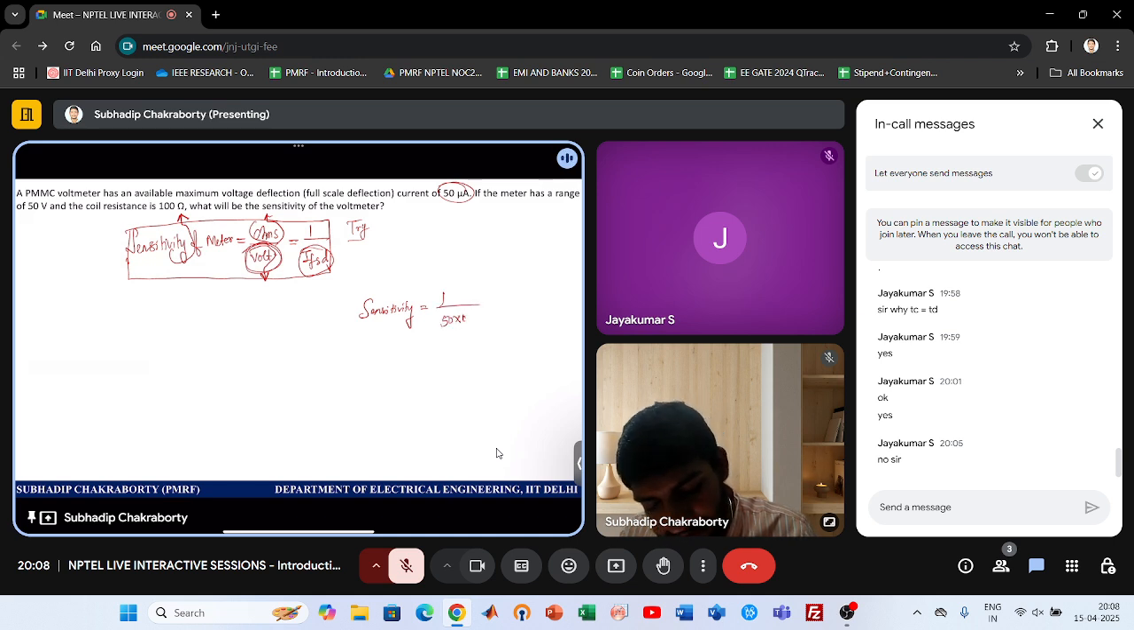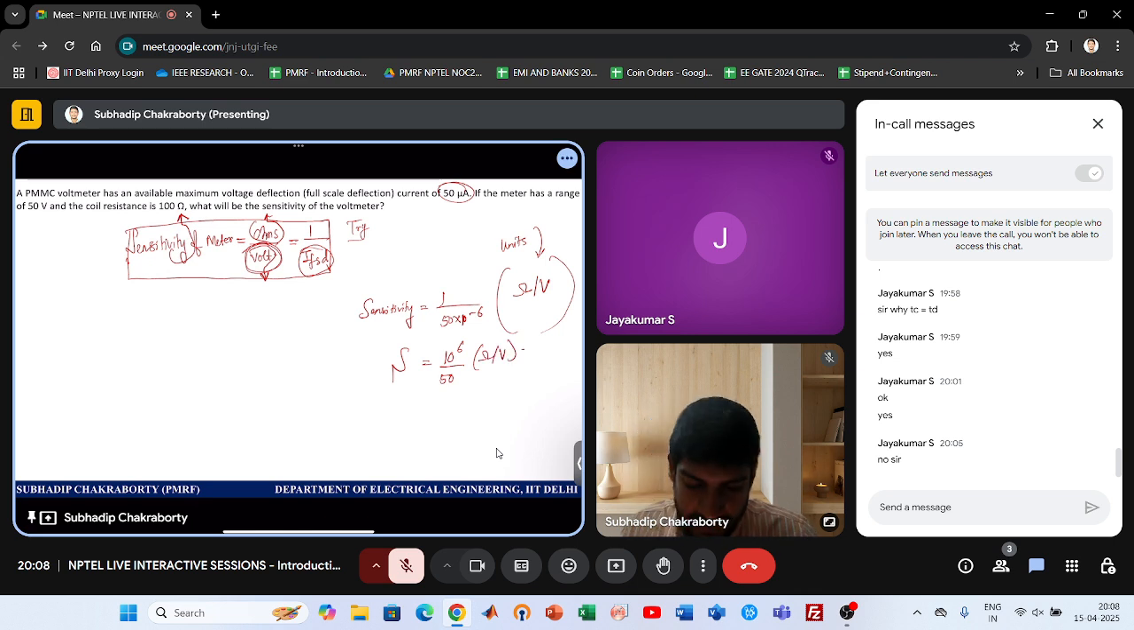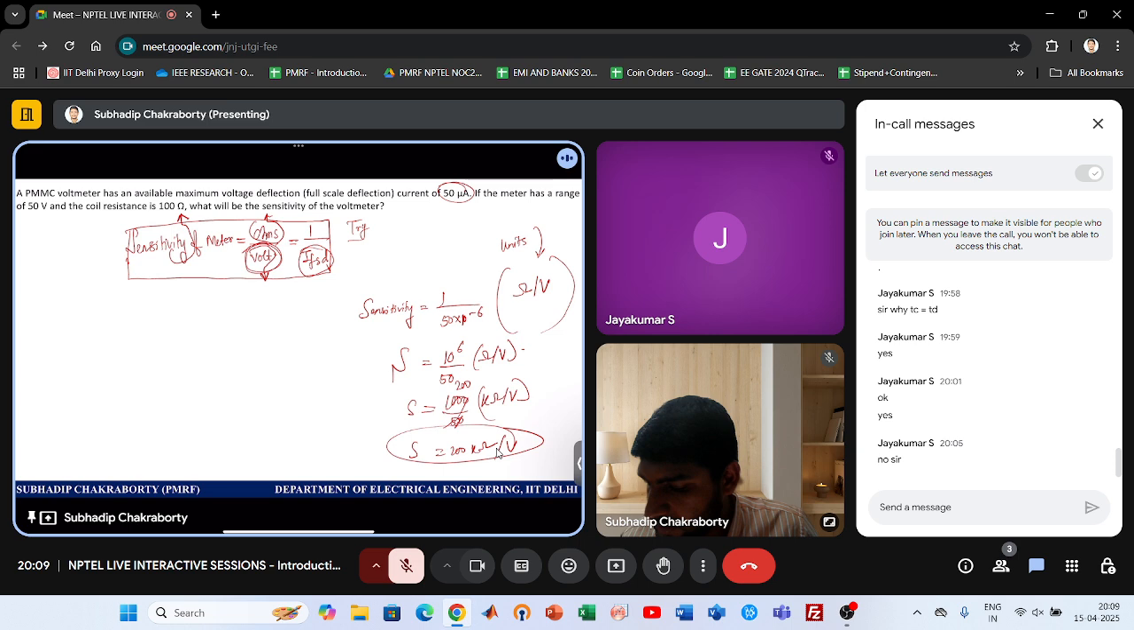which is 1 by 50 into 10 to the power minus 6. And what will be the units? Units are important. Ohm per volt. So S is 10 to the power 6 by 50 ohm per volt. Or else you can do it in kilo ohm also. Take 10 to the power 3 inside, and you get 200 kilo ohm per volt. If they mention you need to give in kilo ohm per volt, you can give that, else you can give in ohm per volt. So check what the problem wants, right?